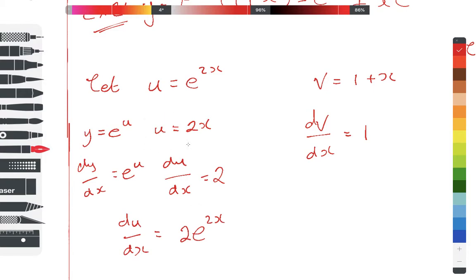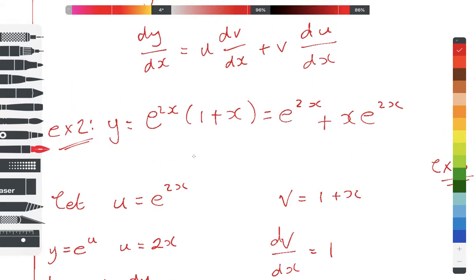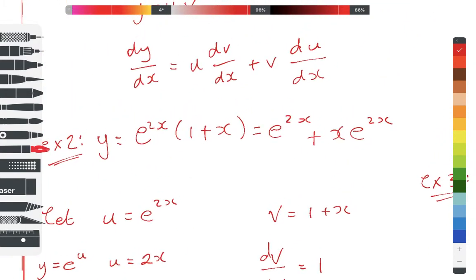I suppose rather than doing this every time, if you have, say, e to the 3x, it would just be 3e to the 3x, okay? But if you feel more comfortable, there's nothing wrong with working it out like that every time. So now I'll just check my rule again. So it's u multiplied by dv by dx.